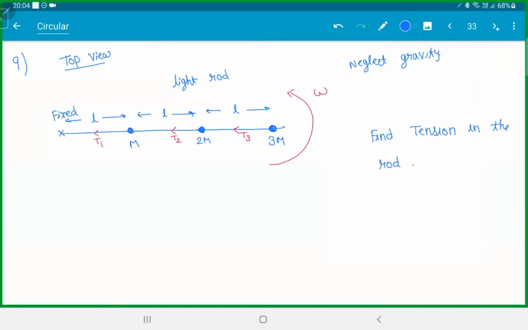I hope you got the question. You're holding one end of the rod. Length of the rod is 3L. There are 3 particles, m, 2m, 3m, equidistant. The whole setup is rotating with omega. Find the tension in the rods T1, T2, T3. Try for a minute or two, then I'll show you.